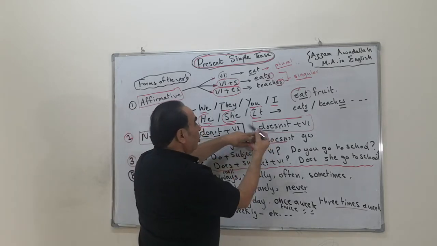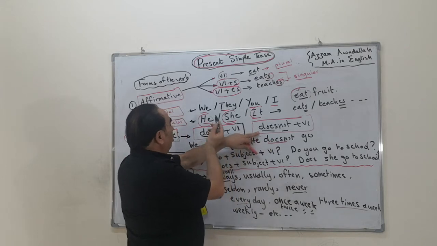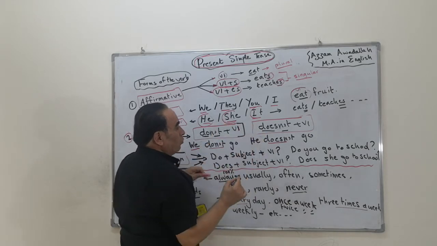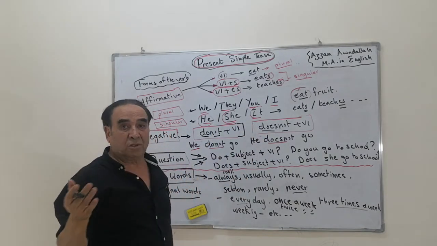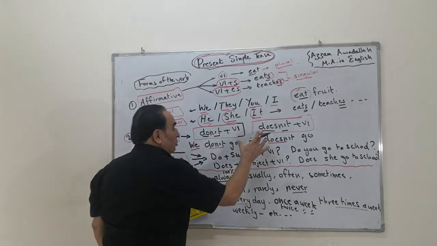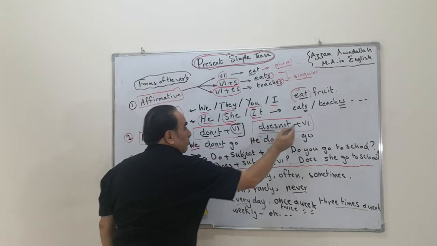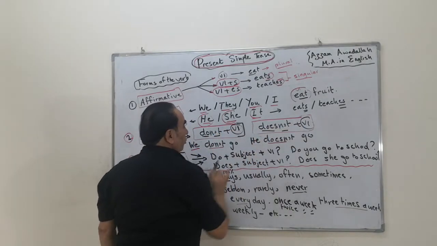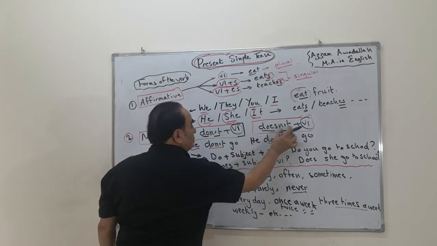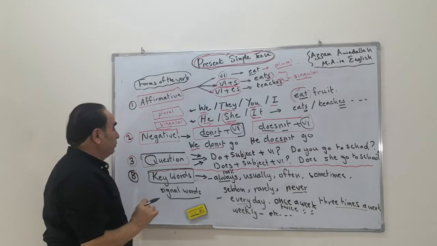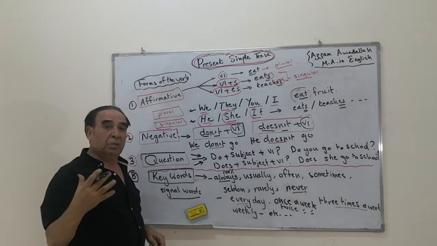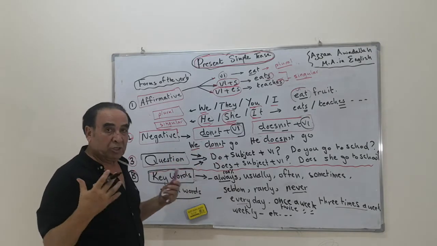But doesn't goes with he, she, it. He doesn't, she doesn't, it doesn't. In both cases, don't or doesn't, we have verb one after them. Don't go, doesn't go. Don't sleep, doesn't sleep. So, we can form the negative in the present simple by using don't or doesn't.